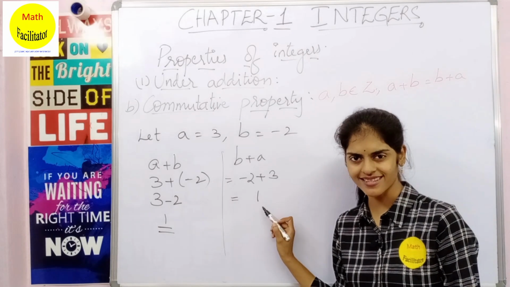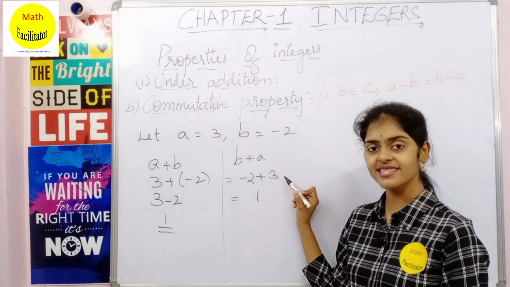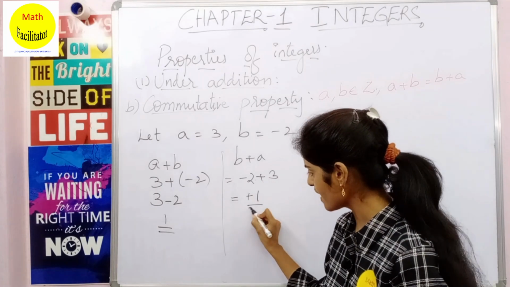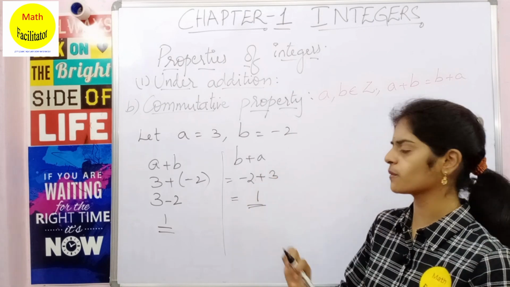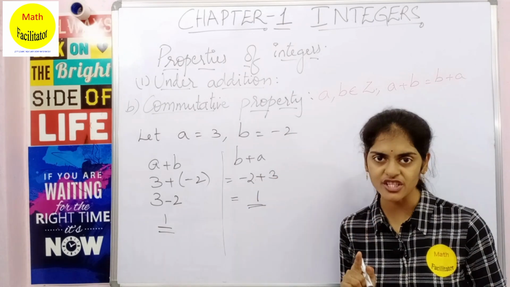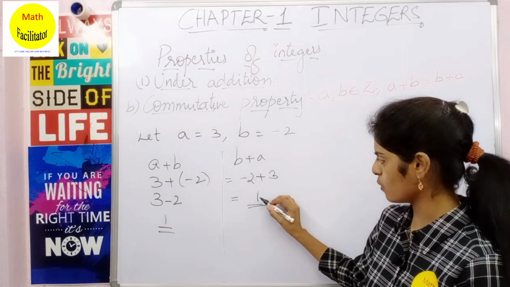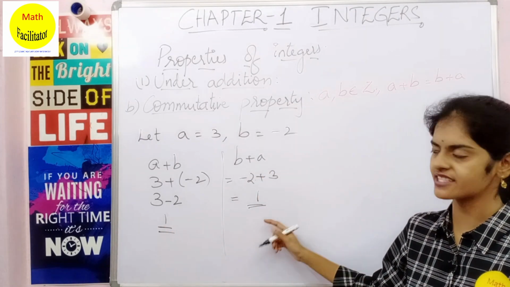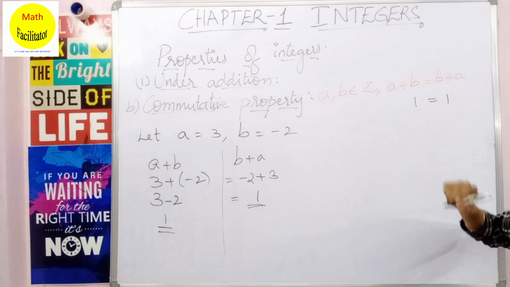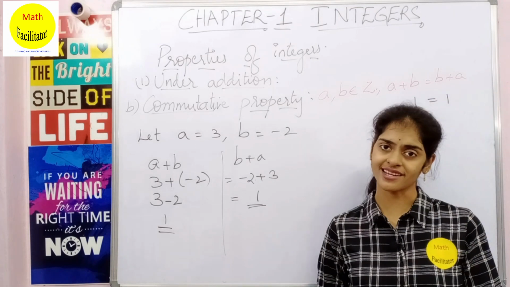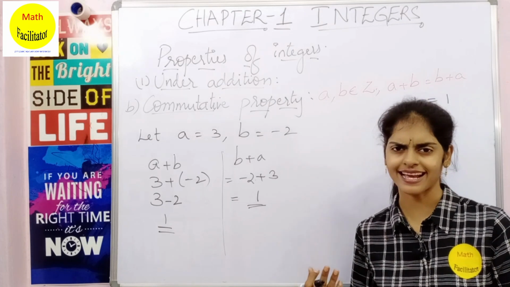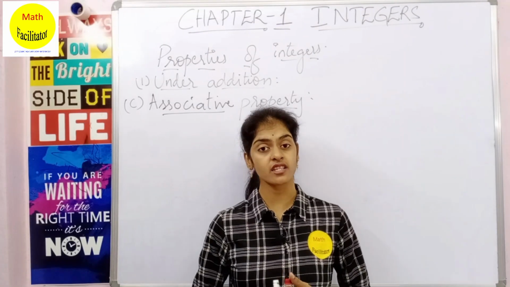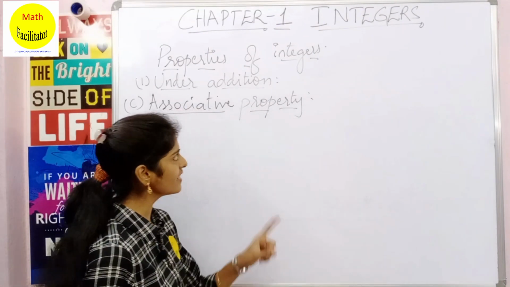And what is the sign of the answer? You see that among both the numbers, 3 is greater and 3 has a positive sign. So this one also has a positive sign. A positive sign you do not need to mention, but a negative sign is very much necessary to mention. So 1 or plus 1 means the same. So you can see that LHS is equal to RHS. Both the answers are 1. So you can say that the commutative property holds under addition for integers, or that integers are commutative under addition. Now let us talk about the associative property of integers under addition.